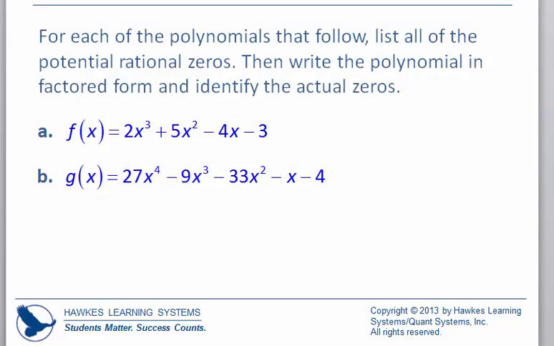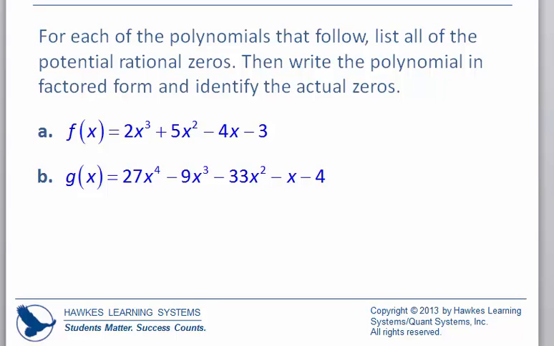So let's look at this in the context of an example. f of x is equal to 2x to the third plus 5x squared minus 4x minus 3. And we want to identify all of the potential rational zeros. Then we want to write the polynomial in factored form and identify the actual zeros.